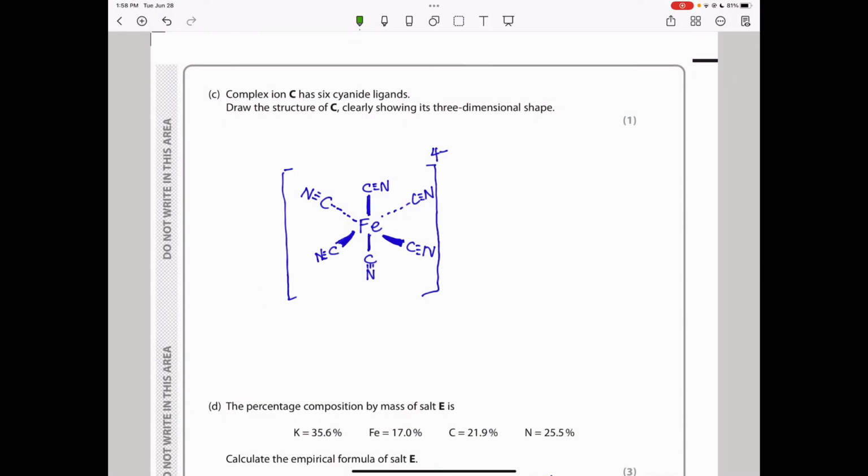C says, complex iron C has 6 cyanide ligands. Draw the structure of C clearly showing its 3-dimensional shape. If it has 6 ligands, of course, it's going to be an octahedral shape. Octahedral meaning we have, of course, 6 ligands around the whole complex. In this case, since they are all unidentate or monodentate ligands, they have to be 6 ligands around.